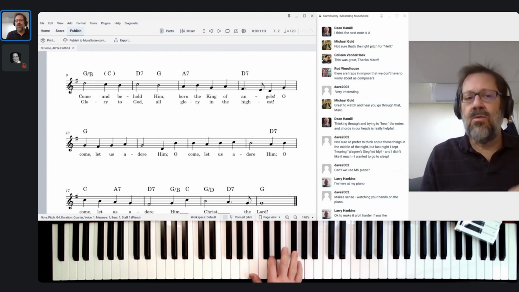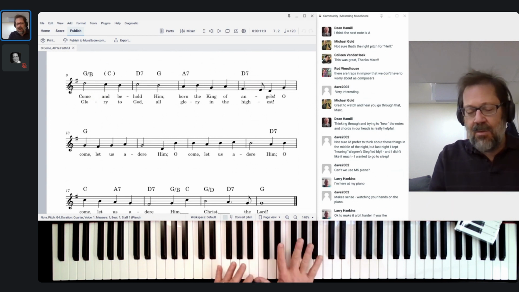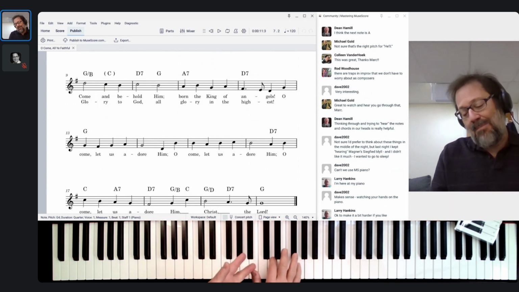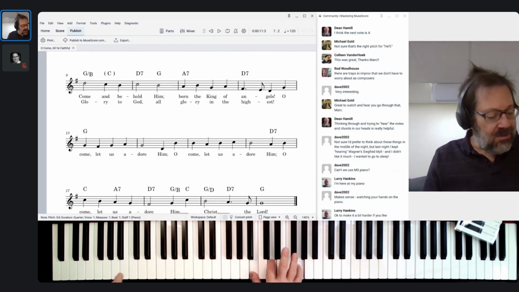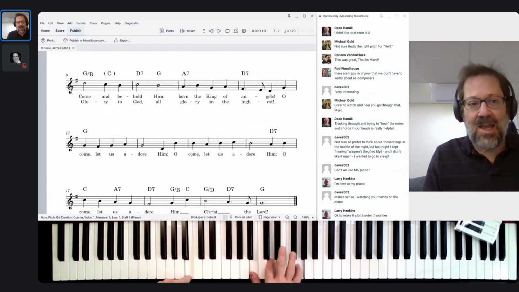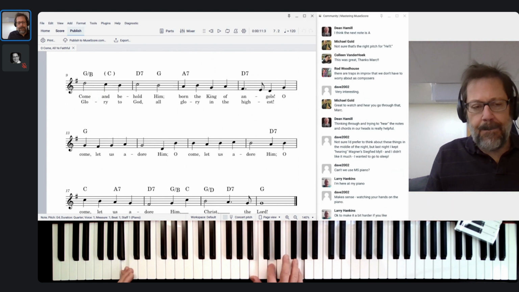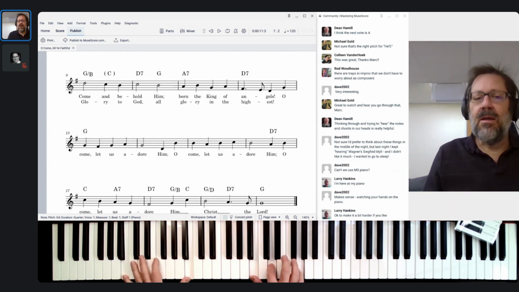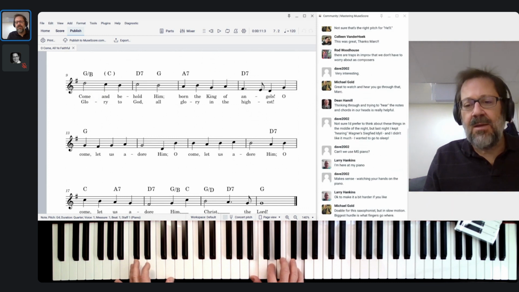So G with a B in the bass. Remember, this isn't telling me what to do with my right hand. That B in the bass, it just happens that my thumb is going to be on B. But that's not what G over B means. It means the bass note, my left hand note, is going to be a B. I can play it down here, so it's going to be here or here. For the C chord, I want my thumb on or below the C.